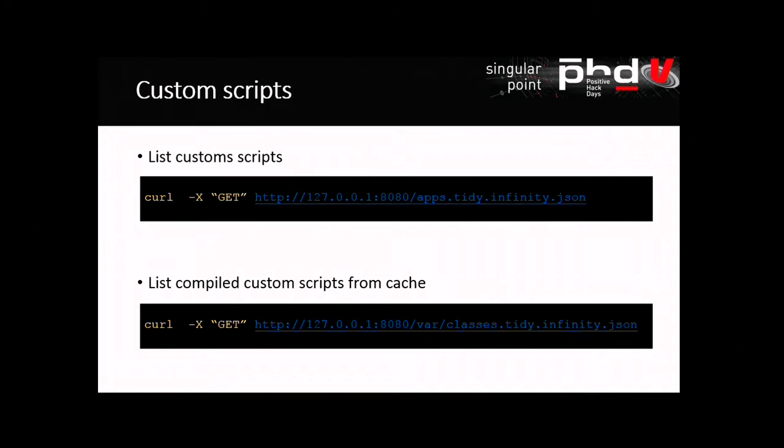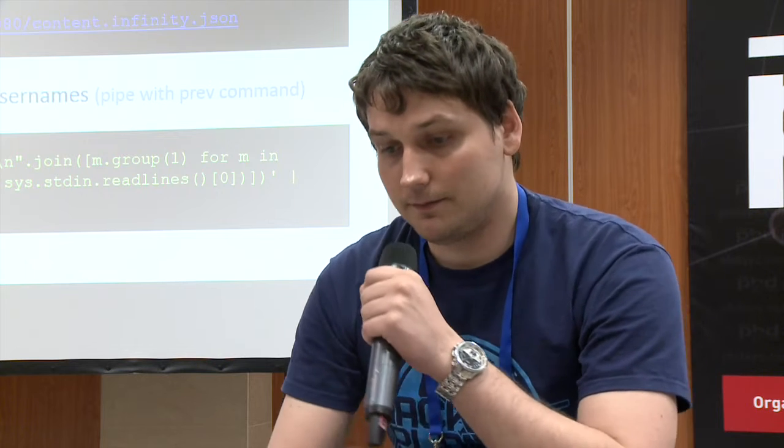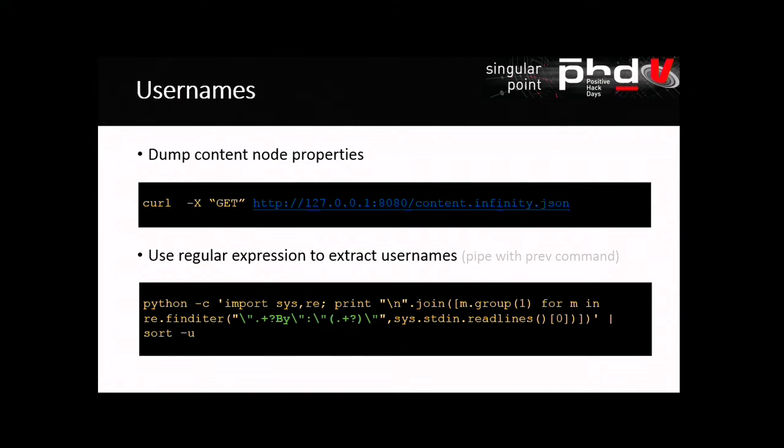So if it's not allowed to the anonymous user, we can try to get scripts from the cache, where they have compiled JSP scripts. Normally this element is allowed for reading by anonymous users.